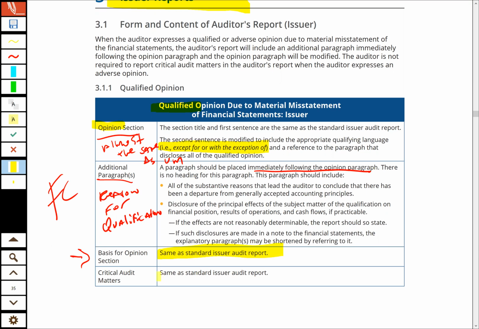And then if you have critical matters, that of course wouldn't change because you've had some sort of qualification, because you've already called out your reasons for your qualification here, so you don't repeat them in the critical matters. But if there were other critical matters, remember you're supposed to call out at least one, then that would be discussed down here.